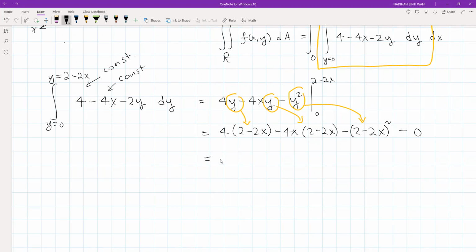So if you do the algebraic manipulation, you can get something like 4 minus 8x plus 4x squared. So this is just the inner integral. And then finally, you can do from 0 to 1, put in your inner integral evaluation, 4 minus 8x plus 4x squared dx.